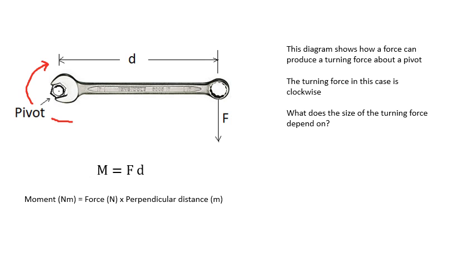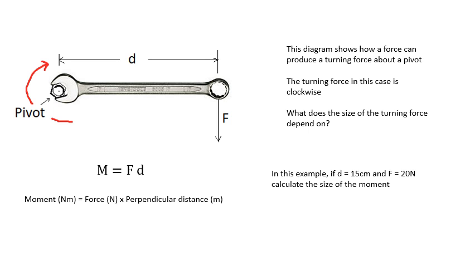By the way, they're not in joules, because for joules, work, force times distance, the force and the distance have to be in the same direction. Here they're at right angles to each other. So it's not a joule, it's just a Newton meter. So moment equals force times distance.